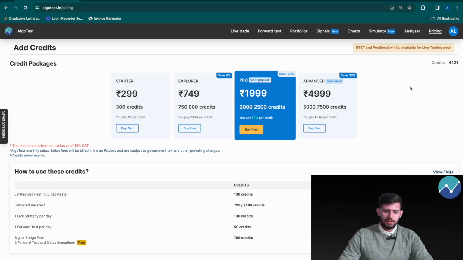We've got 4 plans at the moment: the Starter, Explorer, Pro, and Advanced. As you can see, our most popular choice is Pro at the moment. Most people purchase the Pro plan, but the Advanced plan is the best value for money because you pay only 67 paisa per credit, whereas in the cheapest plan, which is $2.99, you pay about 1 rupee per credit. Pretty good deal. Now, what do we use these credits for?